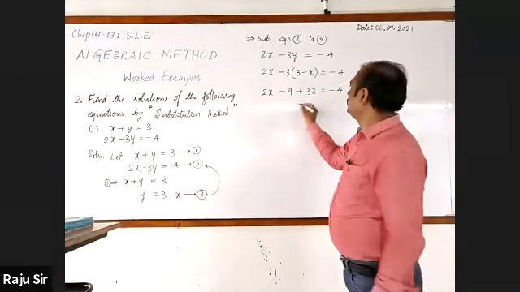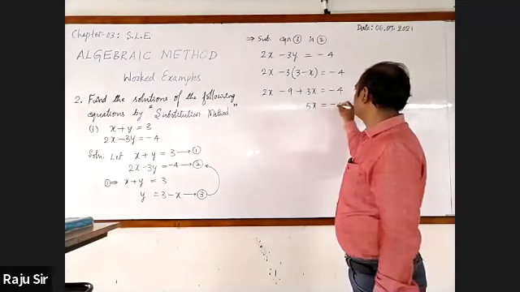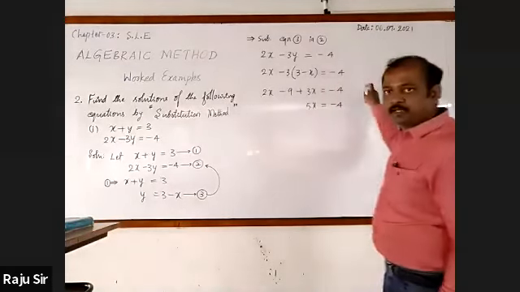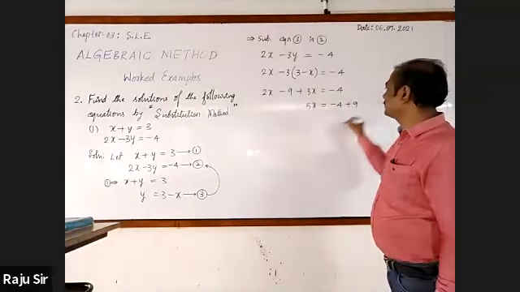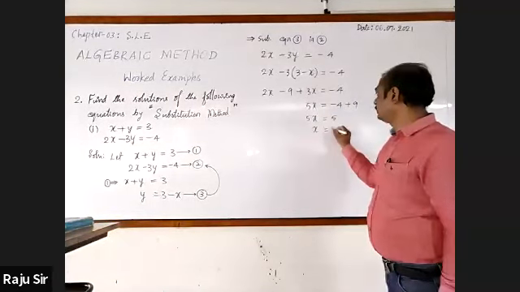Next, it is 2x plus 3x is 5x, which is equal to minus 4. Transfer minus 9 to the right hand side, it becomes plus 9. So 5x is equal to 5. X equal to 1.